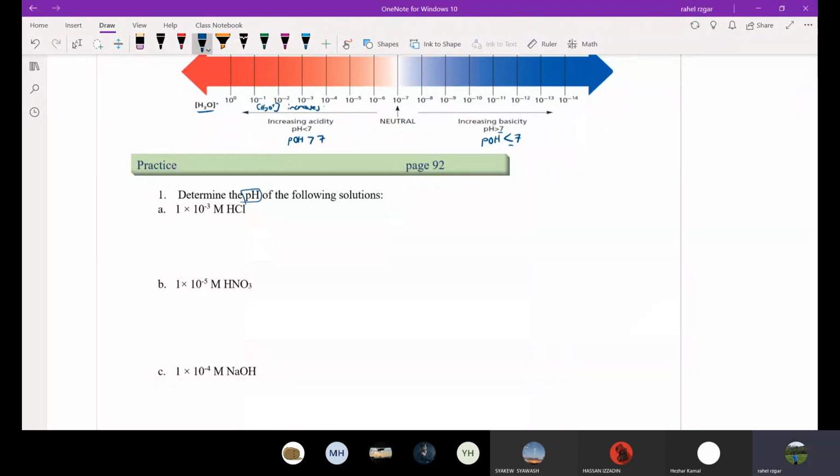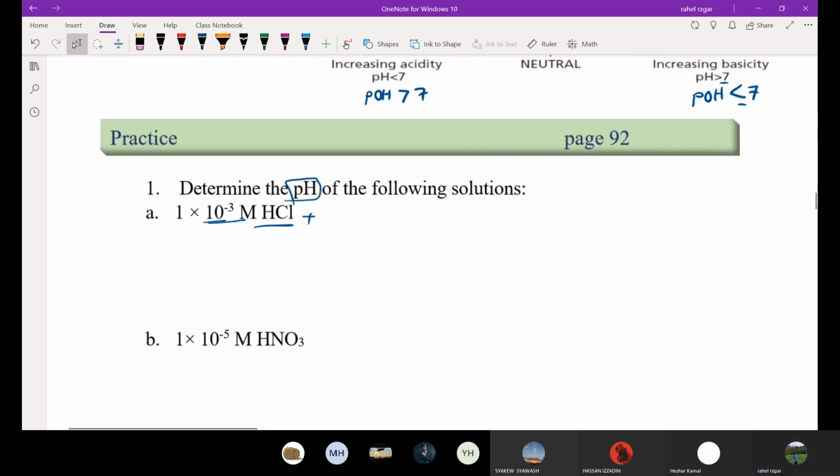What do we need for pH? H3O. The H3O is an acid. It will directly give us H3O. Molarity of HCl is given. So this is just like the previous questions in order to find H3O. HCl plus H2O becomes H3O and Cl.